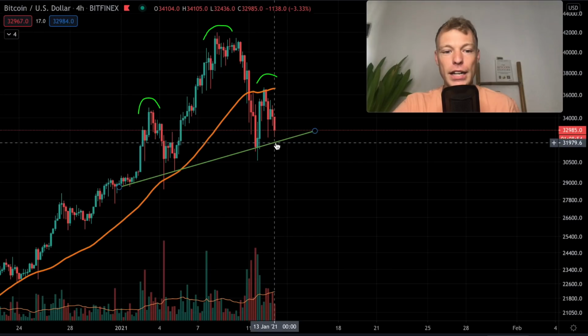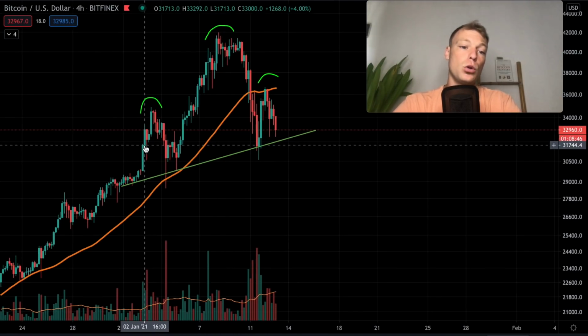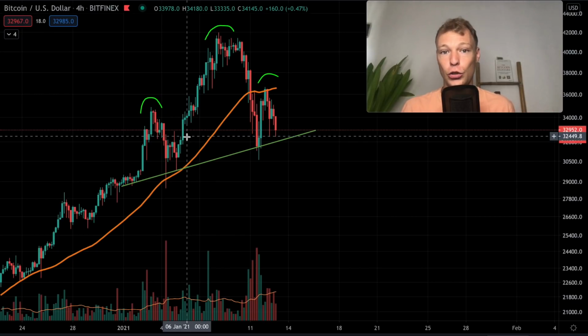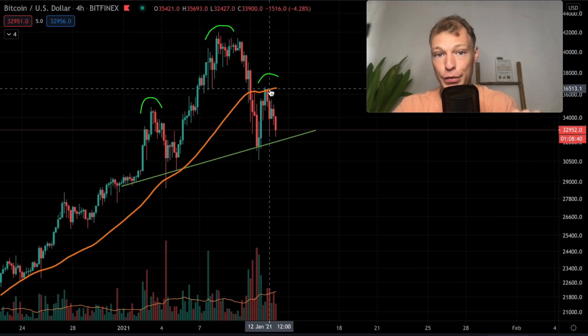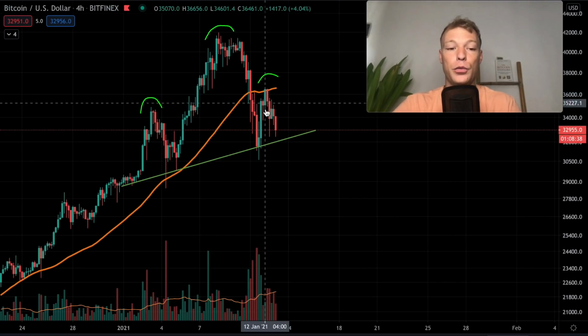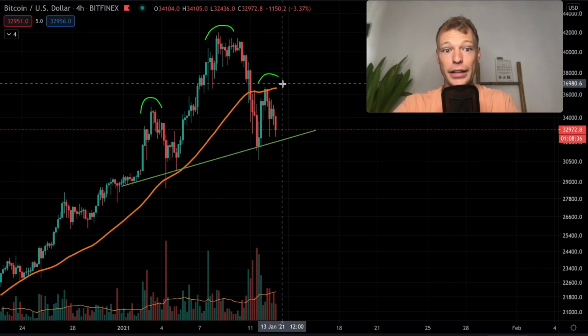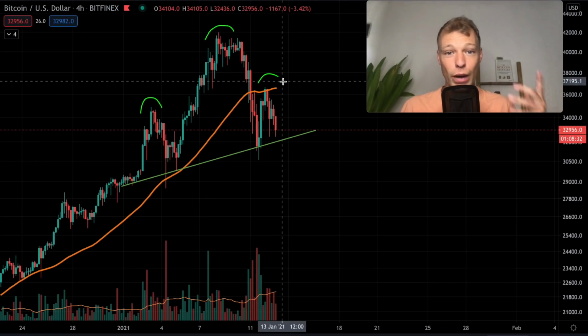The neckline right now is at approximately 32,000 US dollars. So if we were to break 32,000 US dollars decisively to the downside, then most likely we are seeing this head and shoulders pattern playing out. If we were to break decisively above the 50 moving average on the 4-hour time frame, then that would invalidate this pattern, and then I would think that most likely Bitcoin is going back into an uptrend.